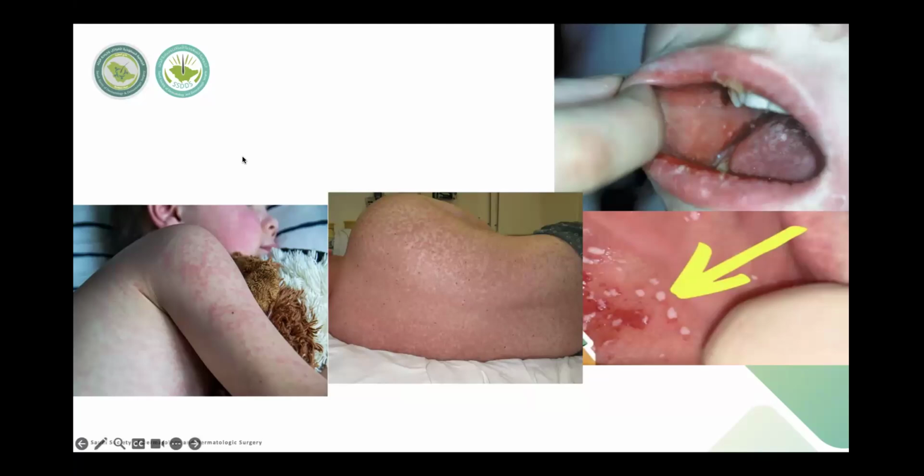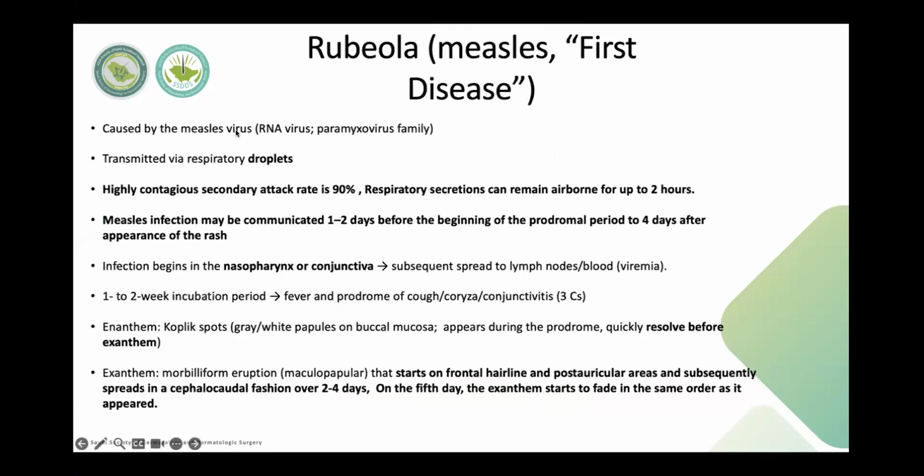We'll talk a little bit about measles. Measles is caused by the measles virus. It's transmitted by droplets. Why is measles important? Because it's very highly contagious. The secondary attack rate is 90%. So if someone is infected and there are 10 in the room, 9 of them will get the infection. That's the first important thing about measles. The second thing, which we are going to talk about later, is the complications of the infection. That's why this infection is very important.